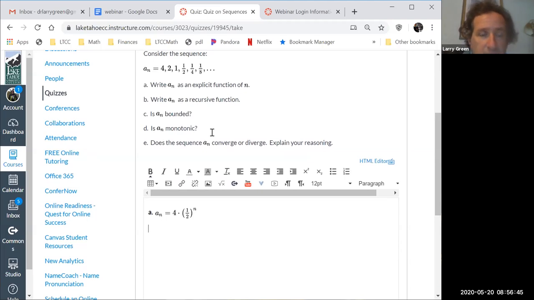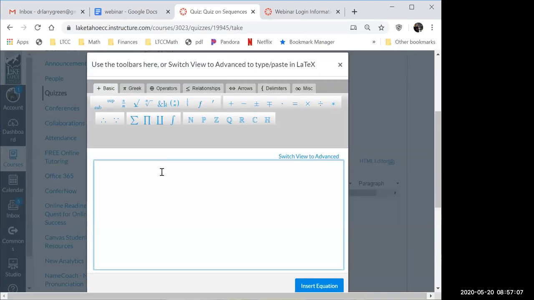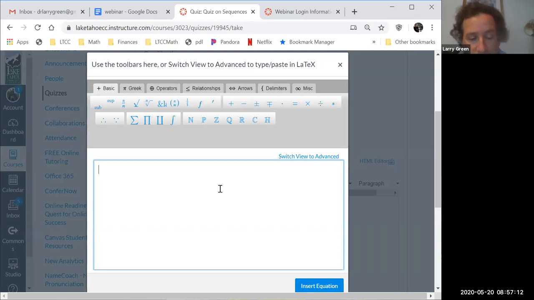Any questions on that? Okay, so now we want to write down a sub n as a recursive function. So remember, recursive functions mean you have to write a sub n in terms of the previous one or ones. So in this case, again, it's multiplying by a half each time. Is a sub 0 the 4? Yep, a sub 0 is the 4. So I'm going to write a sub n is equal to a half times a sub n minus 1.